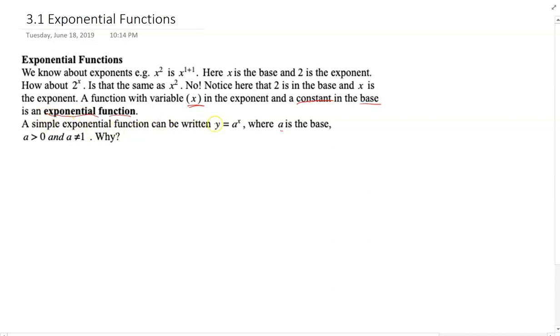A simple exponential function can be written y equals a to the x, where a is the base and a is greater than 0, because if a was 0, that's just y equals 0. If a was negative, then the functions could be really bizarre, or would not even be functions. And a is not equal to 1, because then we will just be left with y equals 1.